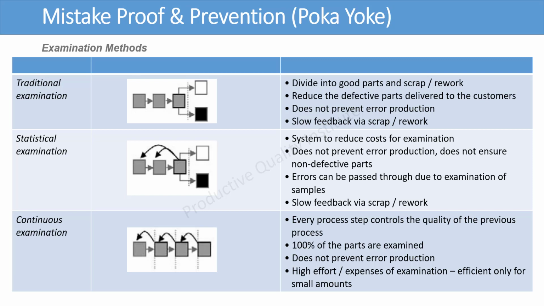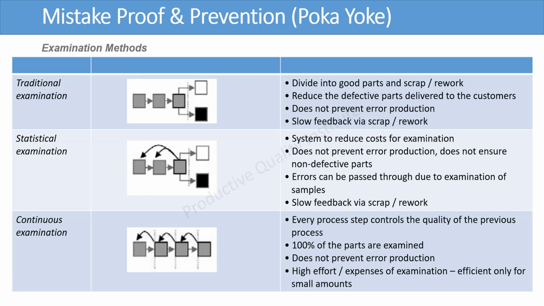Traditional examination. Divide into good parts and scrap rework. Reduces the defective parts delivered to the customers. Does not prevent error production. Slow feedback via scrap and rework. Statistical examination. System to reduce costs for examination. Does not prevent error production, does not ensure non-defective parts. Errors can be passed through due to examination of samples. Slow feedback via scrap or rework.